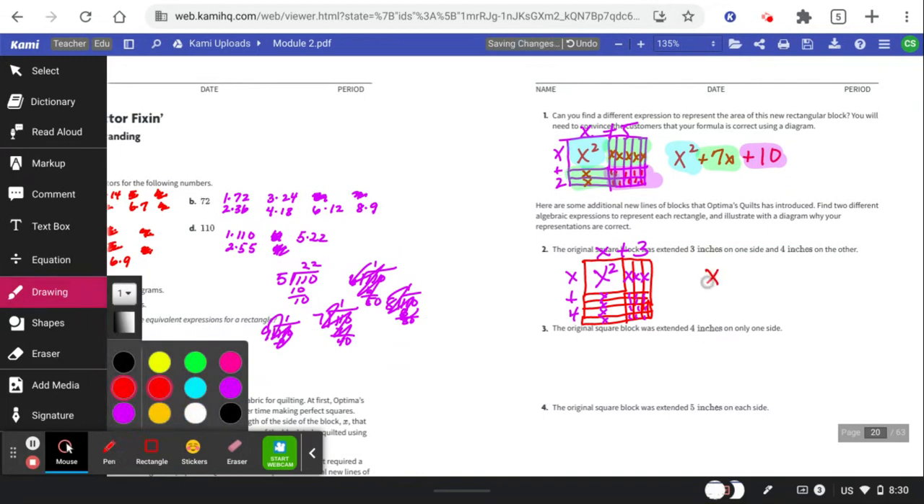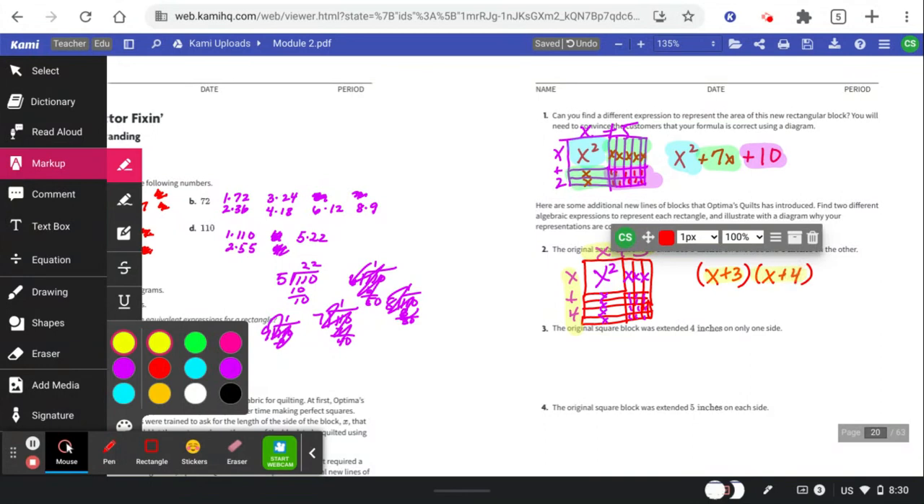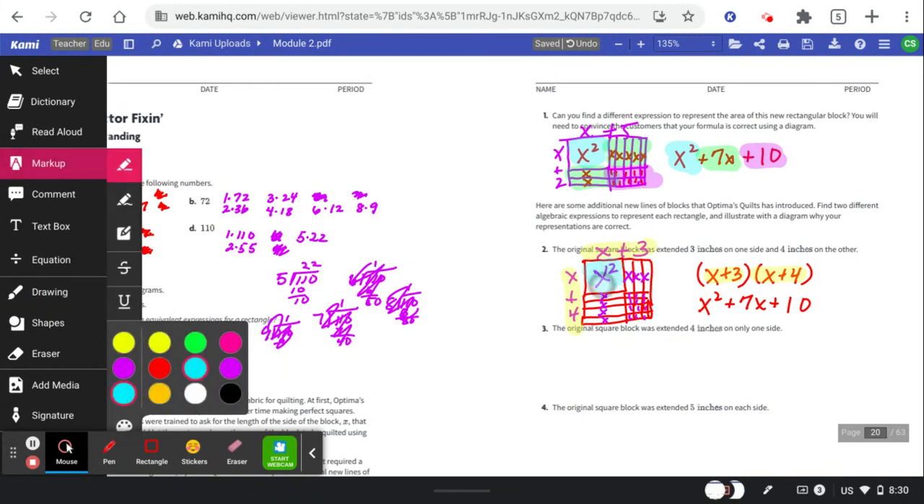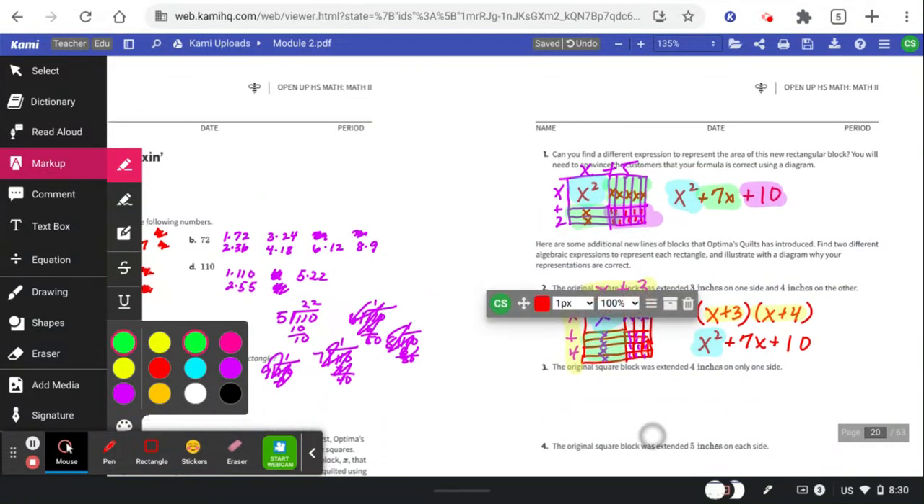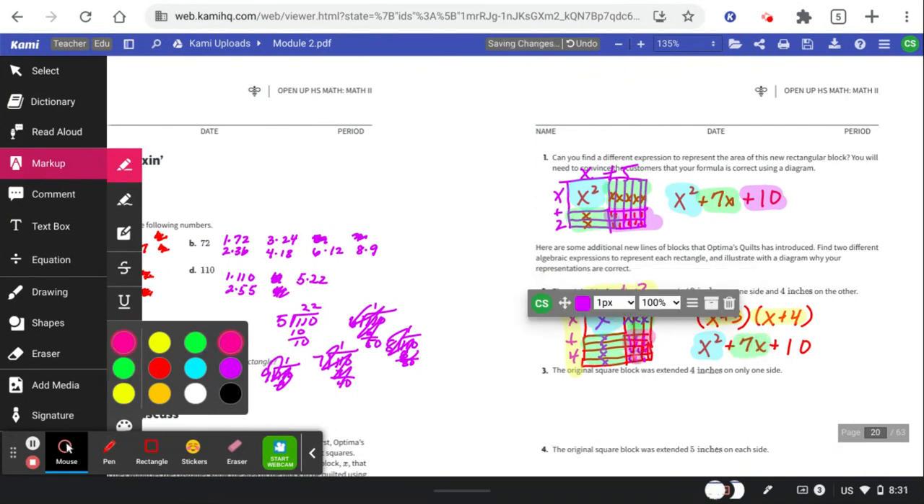So expression number 1 is using these outside labels here and here. And then expression 2 is reading off these interior ones, x squared plus 7x plus 10. And we can see that here. Here's my 7 x's. And here's my plus 10.